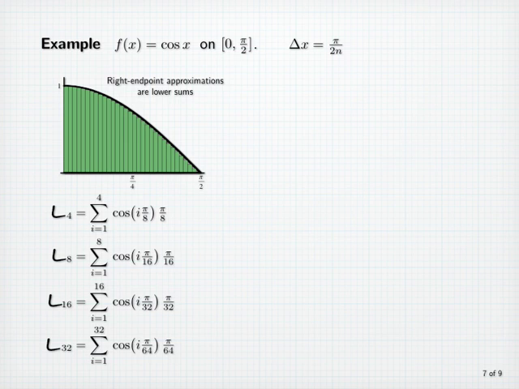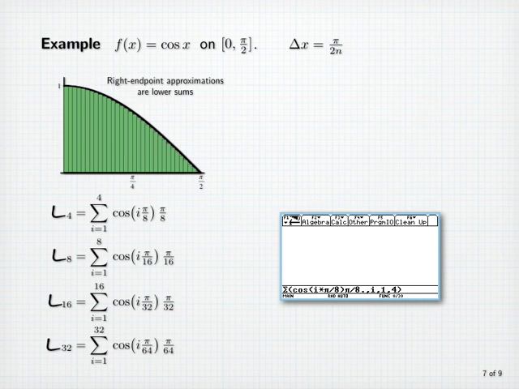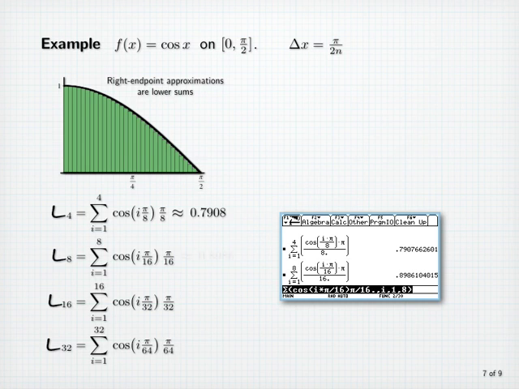Now let's calculate these numbers. This time we'll use our TI-92 calculator. Here you see the command that will compute L4, which turns out to be about 0.79. Here's the command that computes L8. That's about 0.8986. This computes L16, 0.9501. And this computes L32, 0.9752.